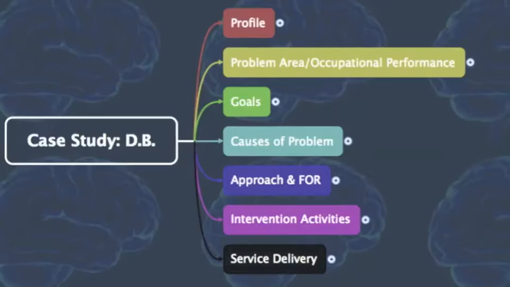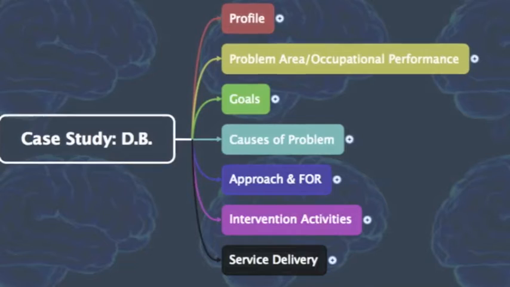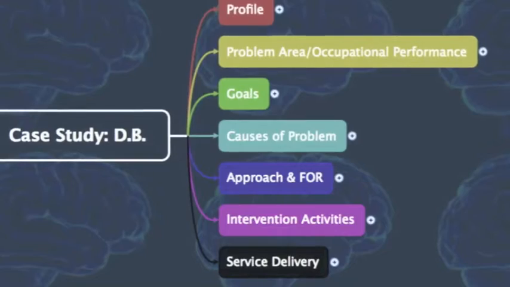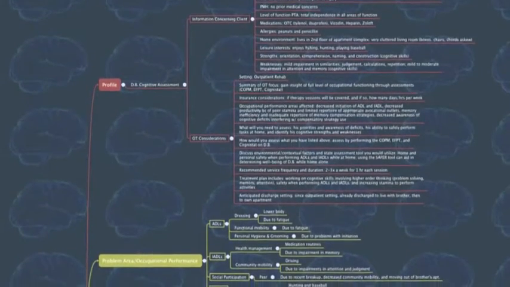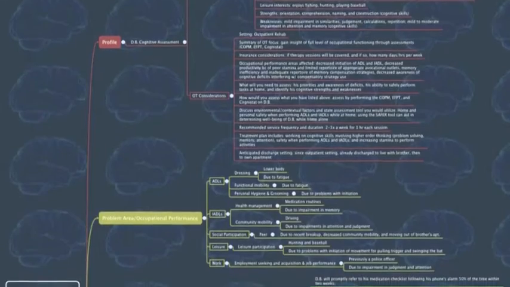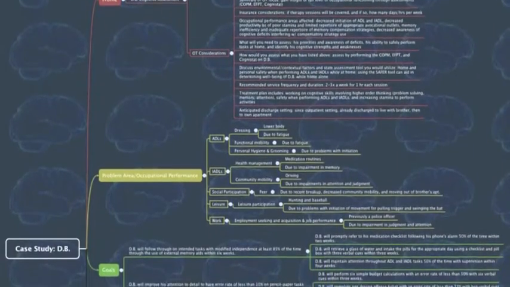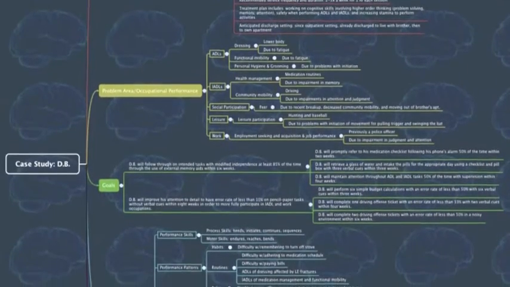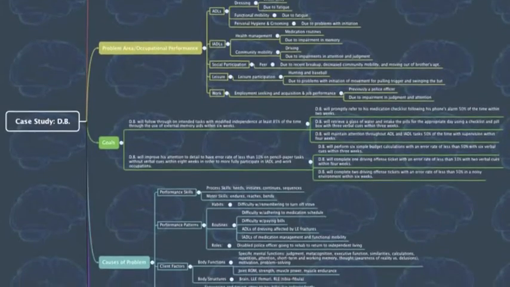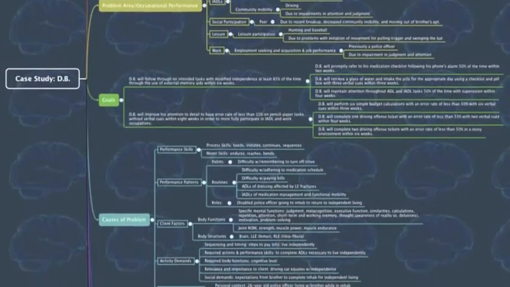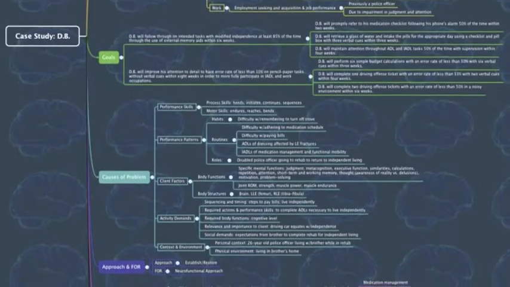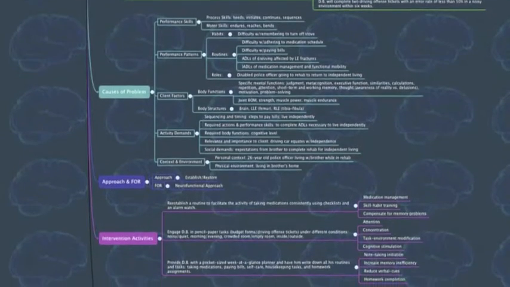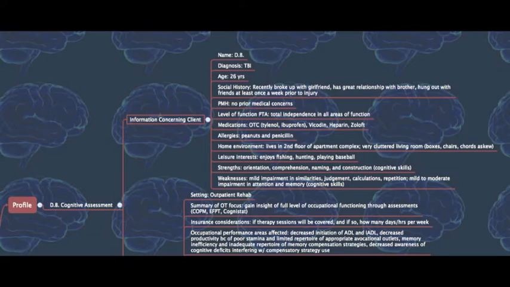independent living. To review DB's case, we have constructed a concept map to better illustrate each phase of his occupational therapy. Here is a bird's eye view of our concept map. As you can see, each section is color coordinated. We will begin by discussing DB's occupational profile, then move on to the problem areas. We will then discuss goals that an OT might set. We will look at the causes of his problem. We will then look at the OT approach and frame of reference, intervention activities an OT might perform, and finally, service delivery. So let's get started.